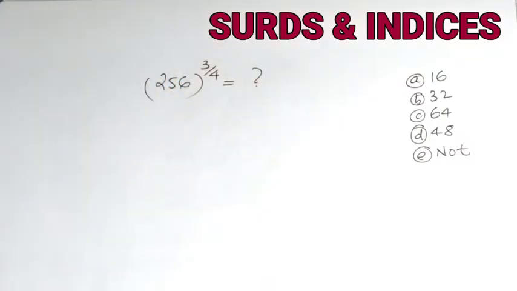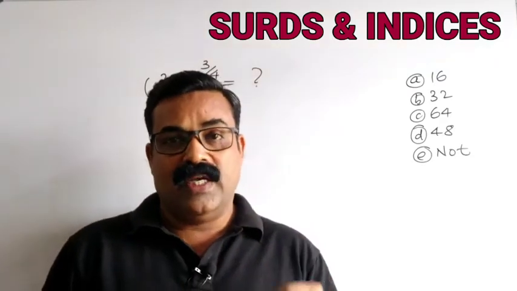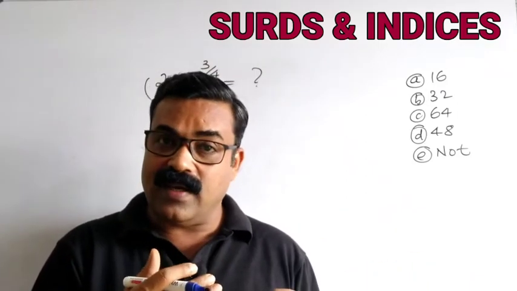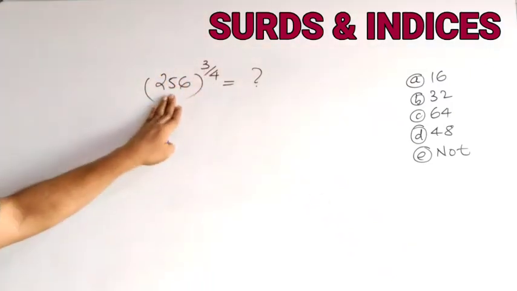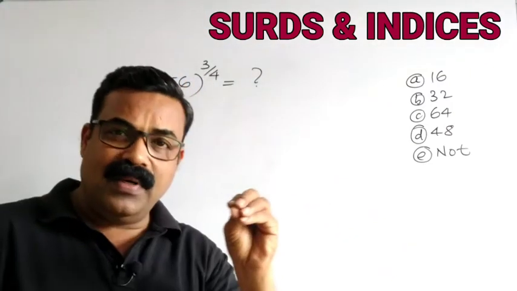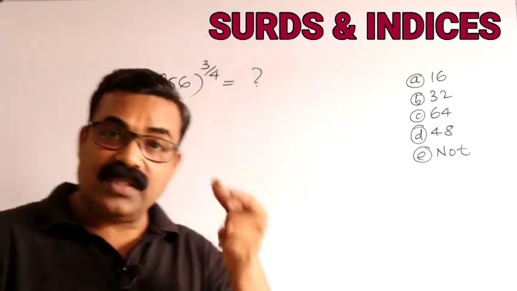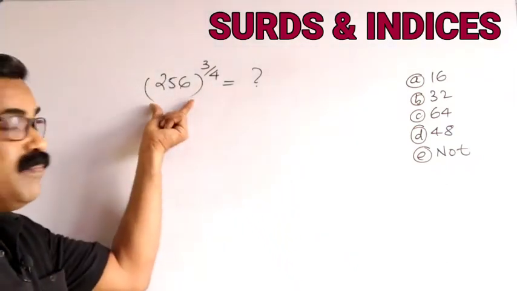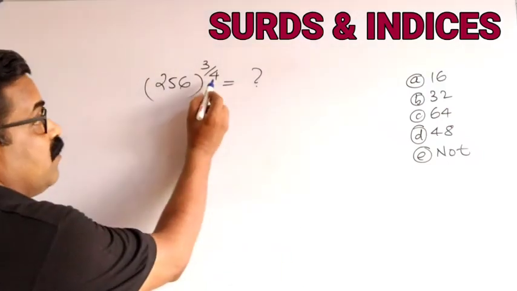256 power 3 by 4, okay, is equal to what? So this is a normal, basic question based on surds and indices. So whatever formula we have already learned, we can apply those formula here and you can easily find out this answer. So here 256, see, I'll tell you a simple trick here. Always these type of questions are asked in your competitive exam, where the number given inside the bracket will have a power which is equal to this number 4.